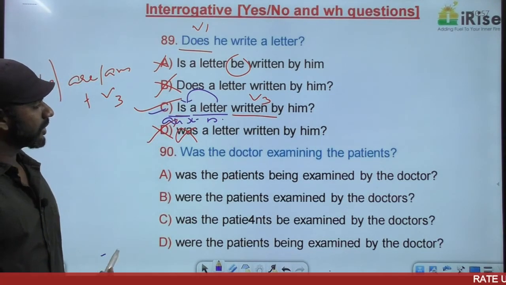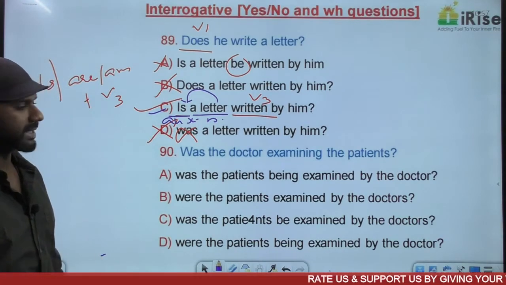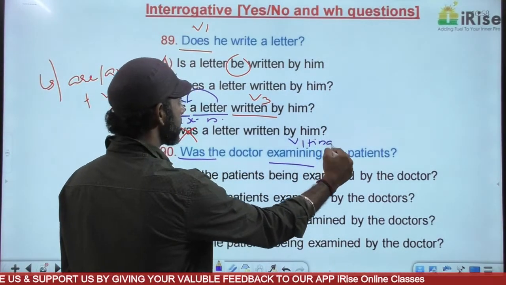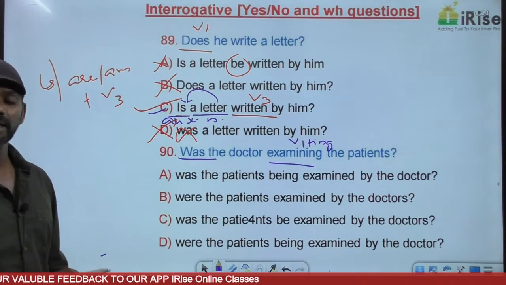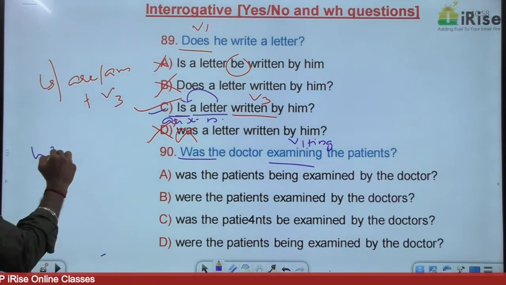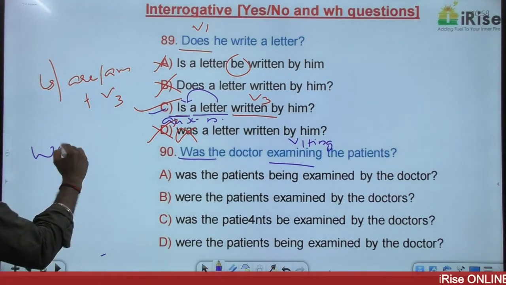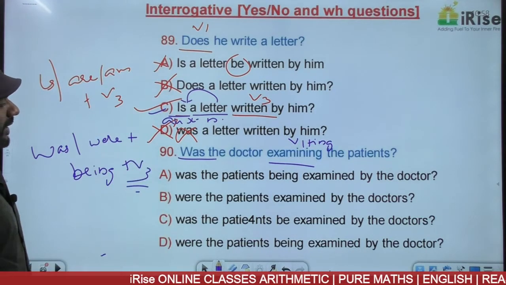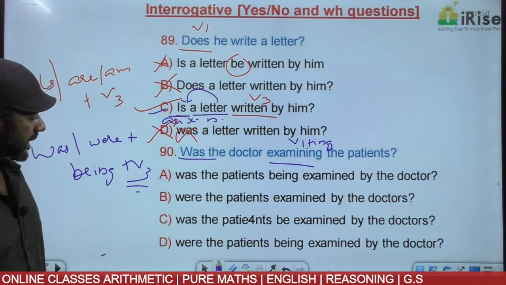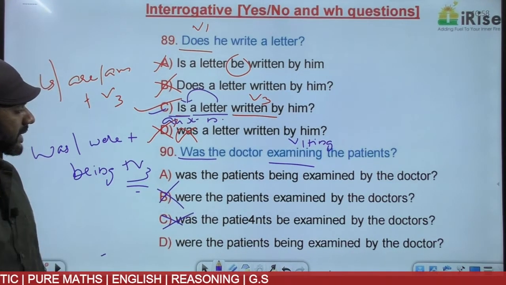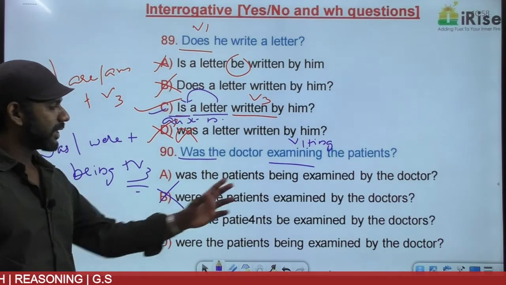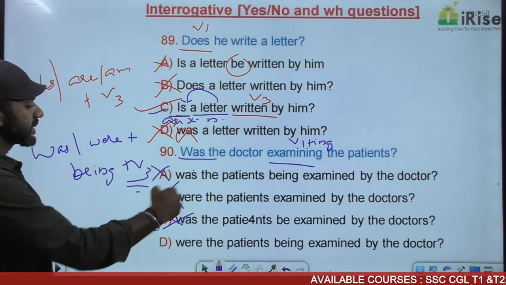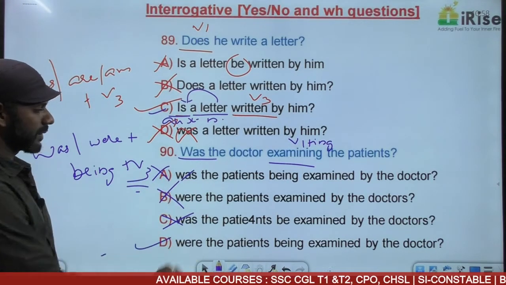The next one. Was the doctor examining the patients? Question mark. Interrogative. Was the doctor examining is was plus V1 plus ing, past continuous in the active voice. In the passive voice, it must be in the structure was or were plus being plus V3. In every continuous tense in the passive voice, being must be there. Based on that, B and C are eliminated. In B and C, we don't have being. The object here is the patients, plural. The verb must also be plural. Based on that, A is eliminated. A says was, singular. The answer must be option D.